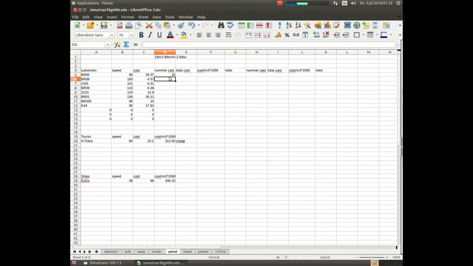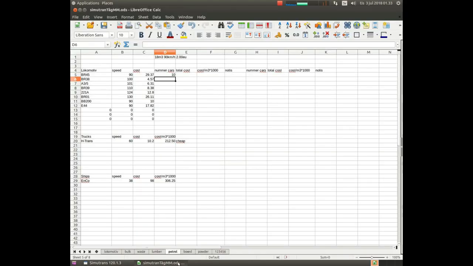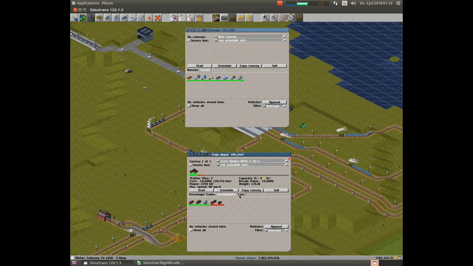Alright, which train should we now operate? Go back to Simutrans. The train we should take a look at is that train, and it's the smaller petrol tank we should have. That one. And now I increase the number of cars until one of two things happen.